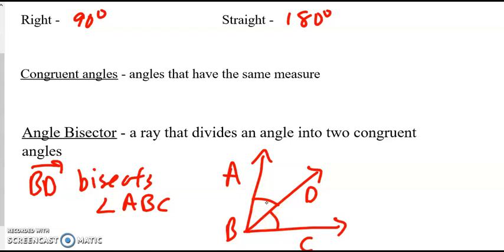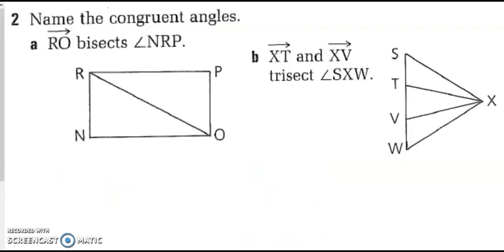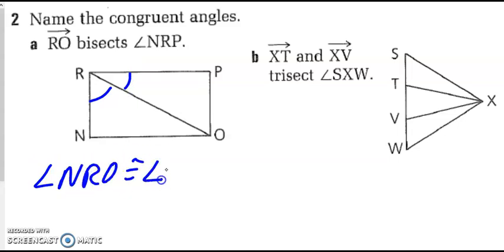Okay, so let's try a few examples here. Name the congruent angles. So all we know in part A is that ray RO bisects angle NRP. So we only know something about this angle here. So if it's bisected, those are congruent. So you could say angle NRO is congruent to angle PRO.